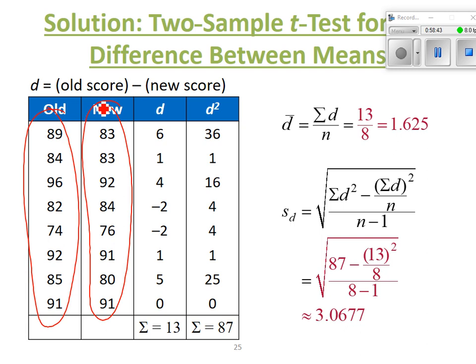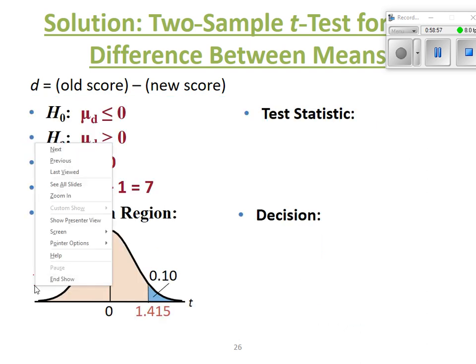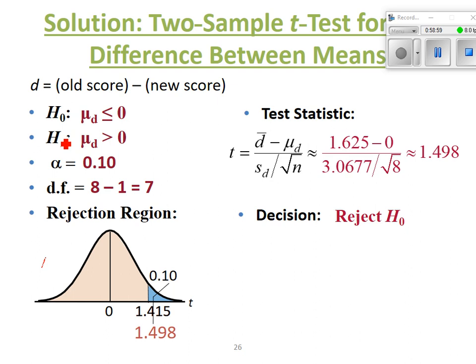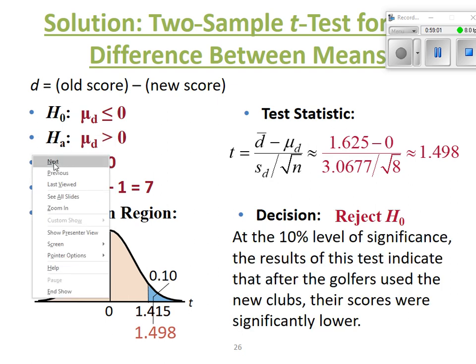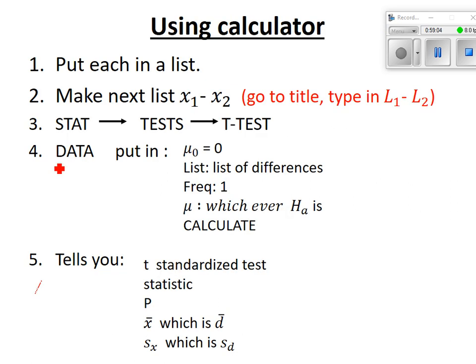Now, we really don't need that list, so if you're doing the problems, you really don't need that D squared, because the calculator is going to do all that for you. All you do next, go to Stat, Test, and go to T-Test. That T-Test is what we did last chapter, not the 2-SampTTest, just T-Test.